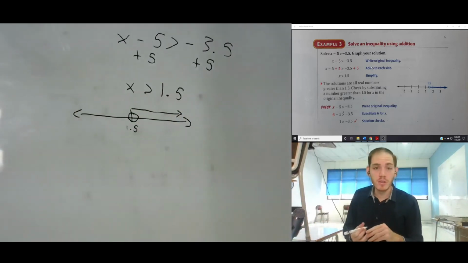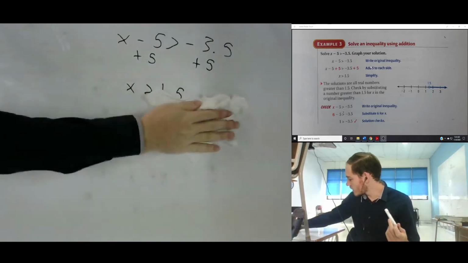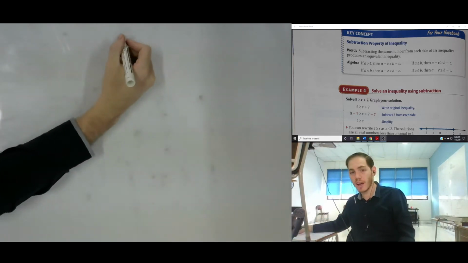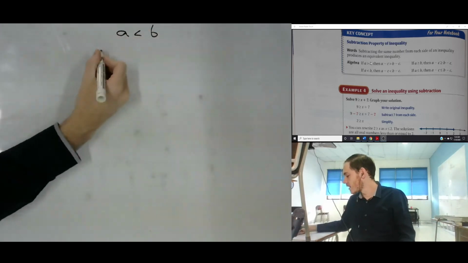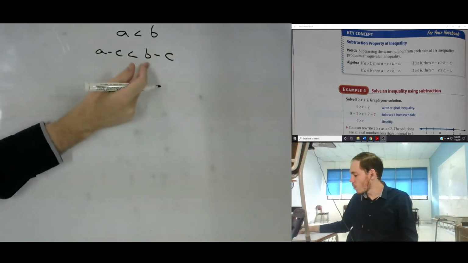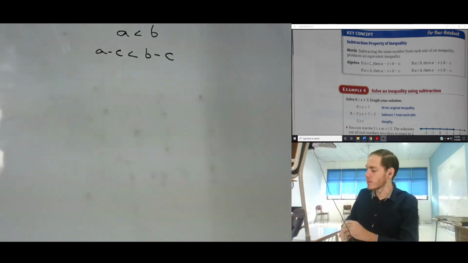You do need to graph some of your solutions, okay? So hopefully they have it in Delta Math. If you're confused, Delta Math's method might be slightly different than if you did it by hand, but you should be able to understand it. Same thing with subtraction. The subtraction property of inequalities is if you have A is less than B, then A minus C is going to be less than B minus C. It doesn't matter what you're adding or subtracting as long as it's the same thing on both sides.